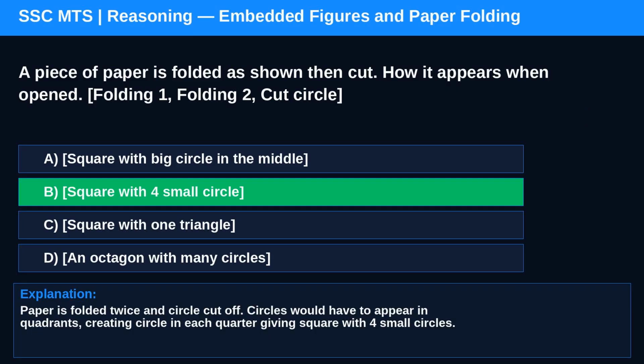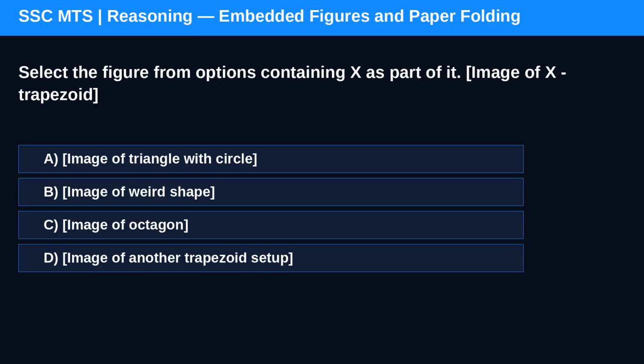Correct answer is B. Paper is folded twice and circle cut off. Circles would have to appear in quadrants, creating a circle in each quarter, giving a square with 4 small circles. Question 13. Select the figure from options containing X as part of it. Image of X trapezoid. Option A, image of triangle with circle. Option B, image of weird shape.